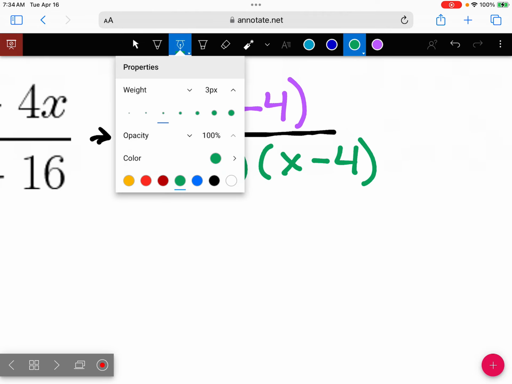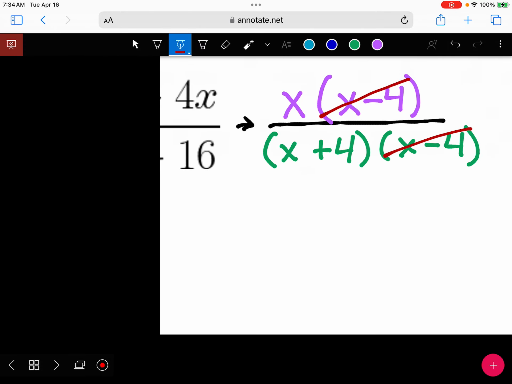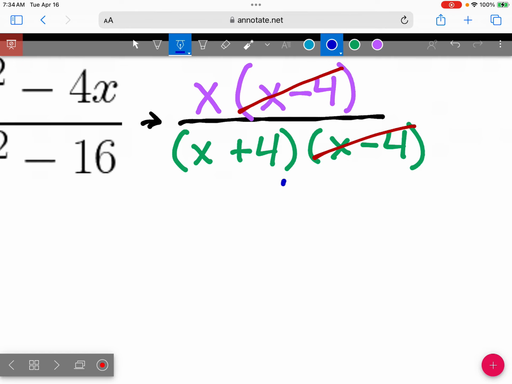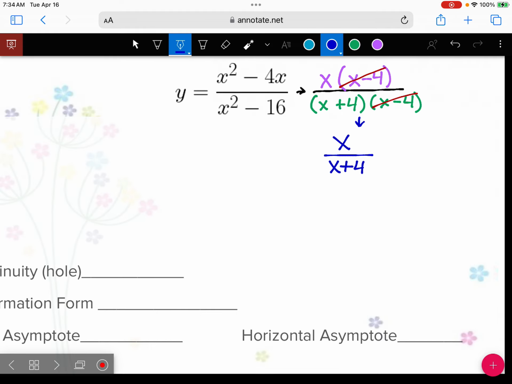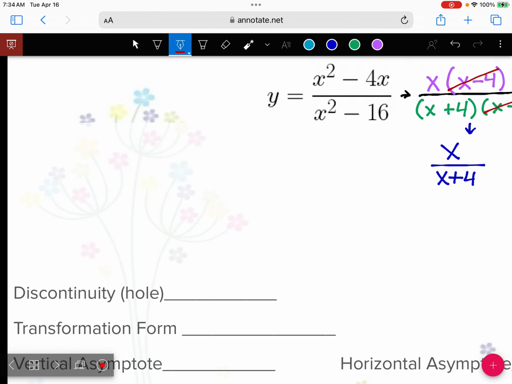So what do we notice here? My x minus 4s are going to cancel out. So that leaves us with x over x plus 4. Well, it's not quite transformation form, but I'm going to find my discontinuity first.